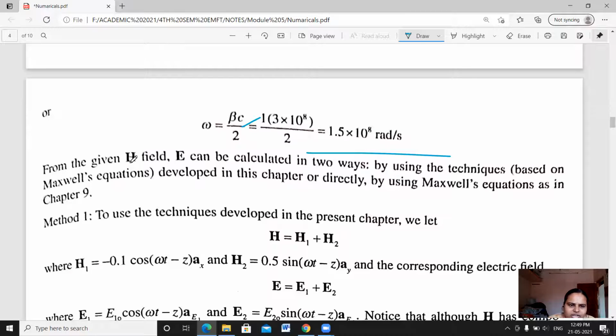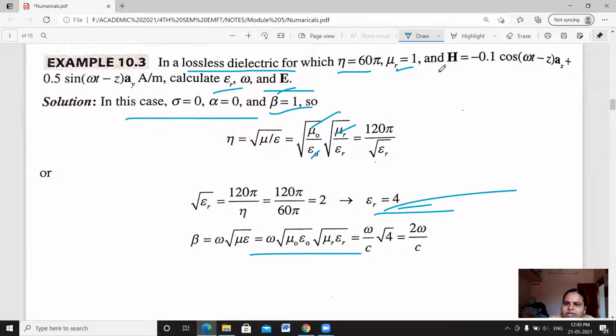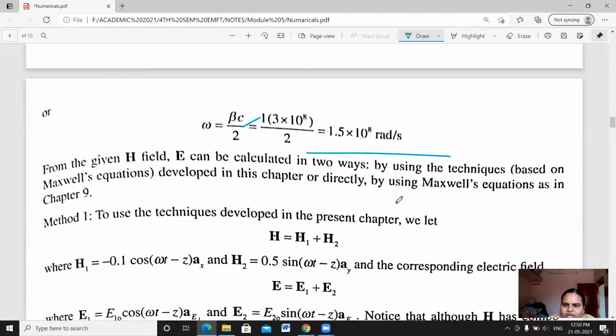From the given H field, E can be calculated in two ways. We want to calculate what our E is. Here H is given. There are two ways we can find it. The first way is by using the techniques based on Maxwell's equations developed in this chapter, or else by using the Maxwell's equations we have used in the previous cases.